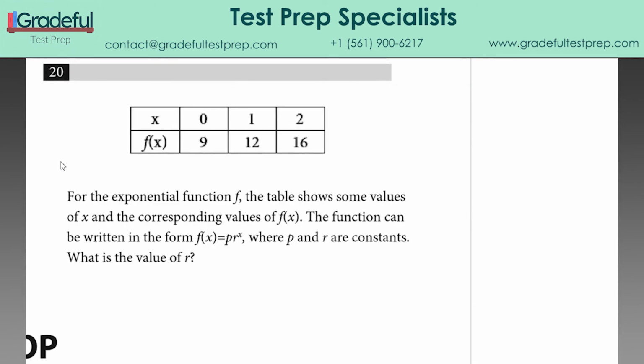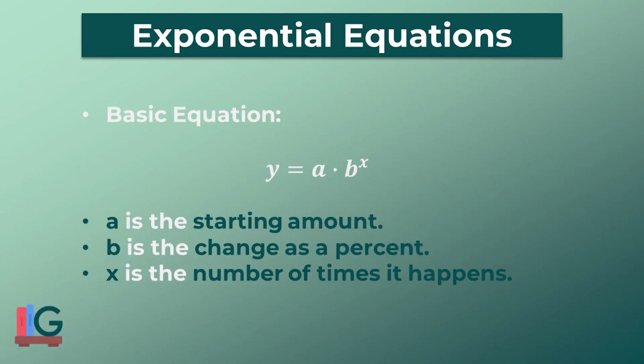And now we're going over to question 20. We have a function, and it's being given in this format. You want to look at that and immediately identify it with the basic format of an exponential equation. And as we said on an earlier question, the a is the starting amount, the b is how it changes, and the x is the number of times that can happen.